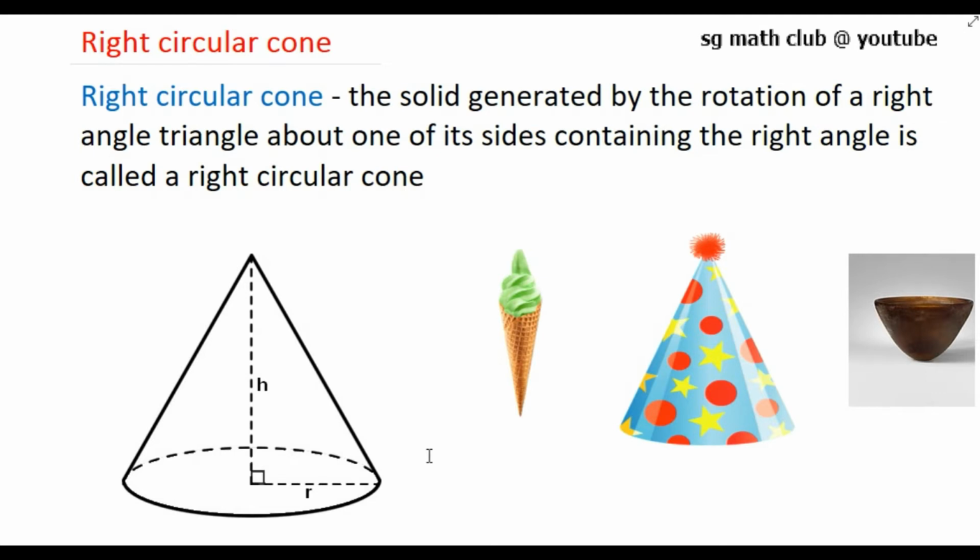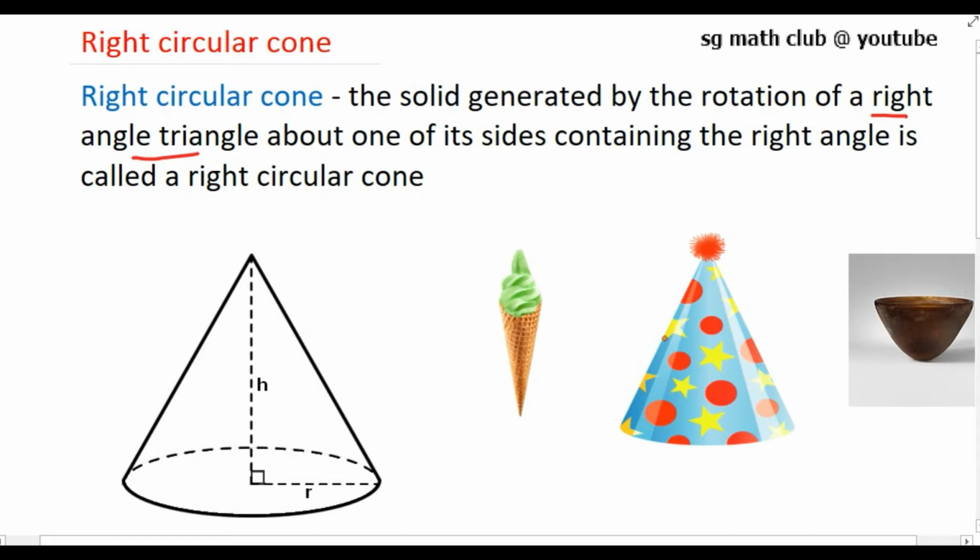So what do you mean by a cone? The cone is a solid generated by the rotation of a right angle triangle about one of its sides containing the right angle. That is called a right circular cone. So this is the figure for the cone, and from daily life we can see so many examples of cone, like cone ice cream, cap, a conical vessel. All these are examples of cone.